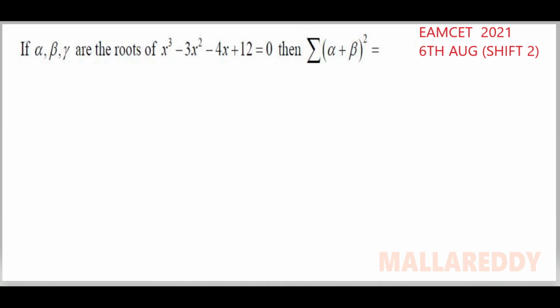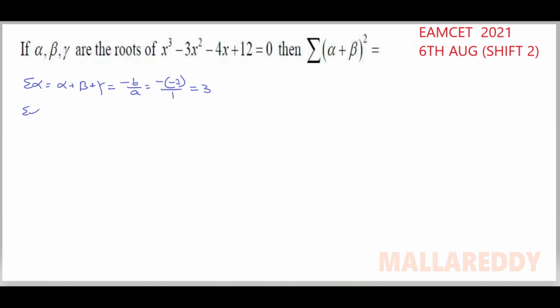If alpha, beta, gamma are the roots of x³ − 3x² − 4x + 12 = 0, then find sigma of (alpha + beta) whole square. Here alpha, beta, gamma are the roots. We know that sigma alpha, that is alpha + beta + gamma, is equal to −b by a. That is equal to minus of b value, which is −3, by a, that is 1. This is equal to 3.